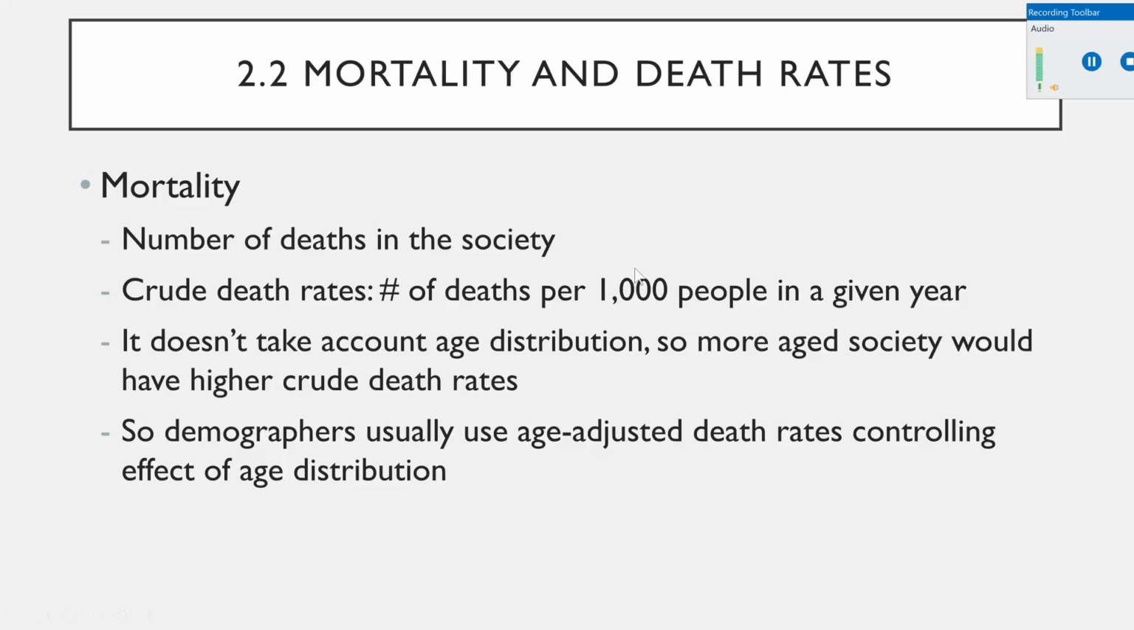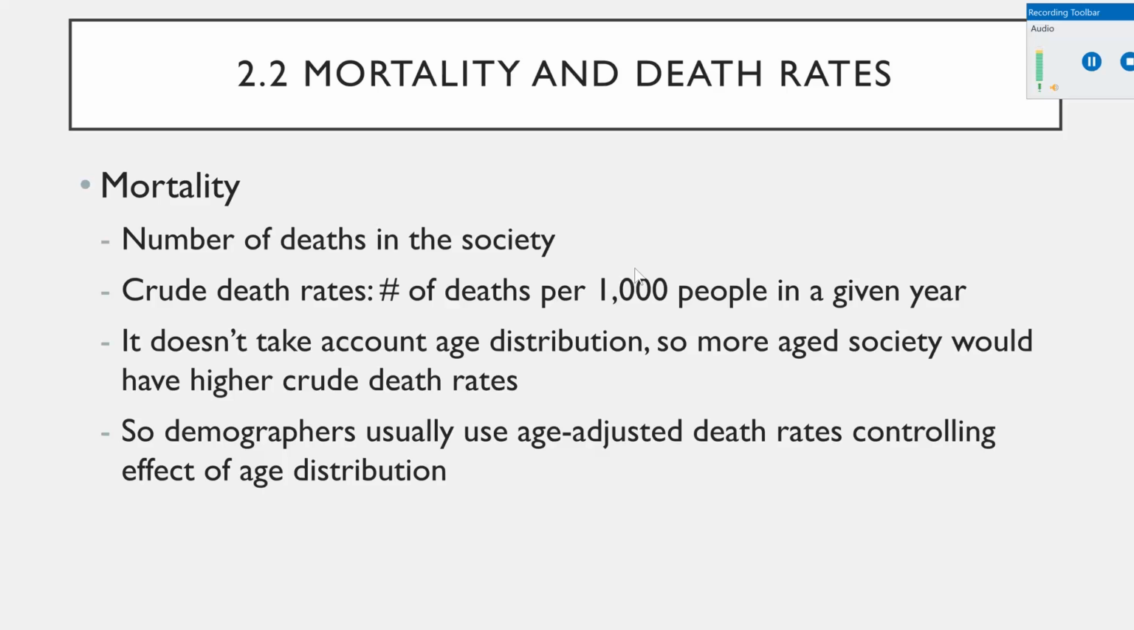Mortality is the ending point of life and population change. This is the number of deaths in the society, and the crude death rate is the number of deaths per 1,000 people in that year. So it doesn't take account of the age distribution.